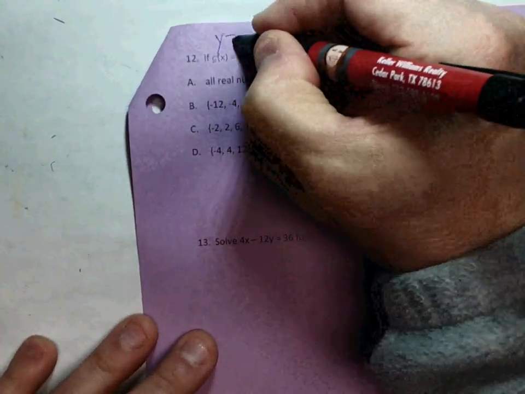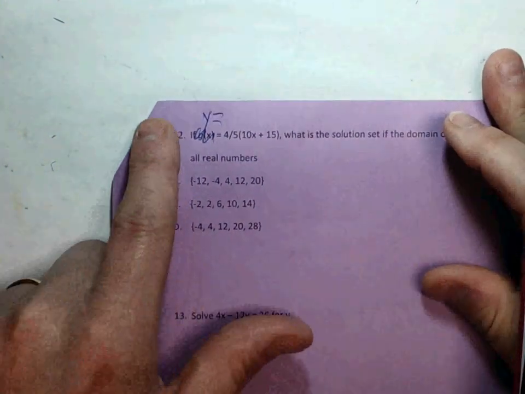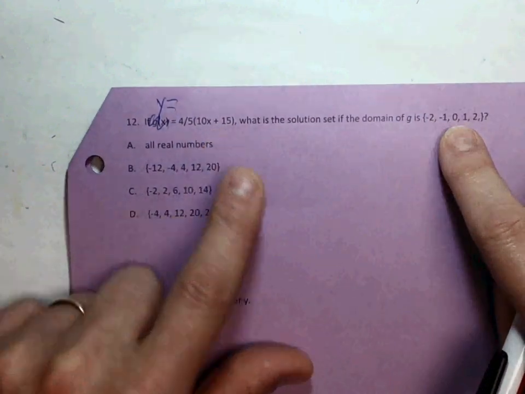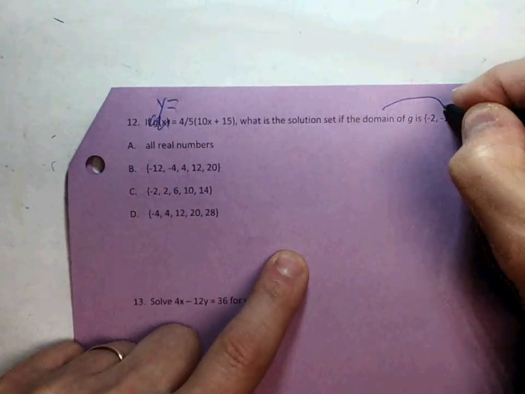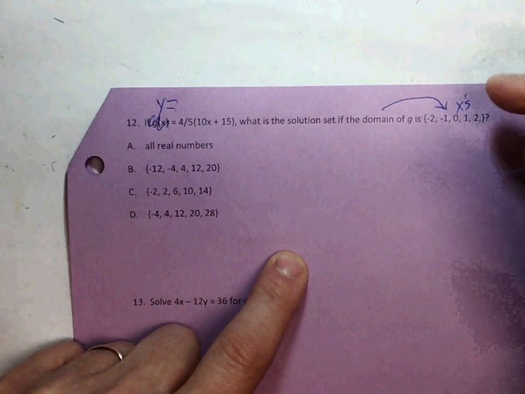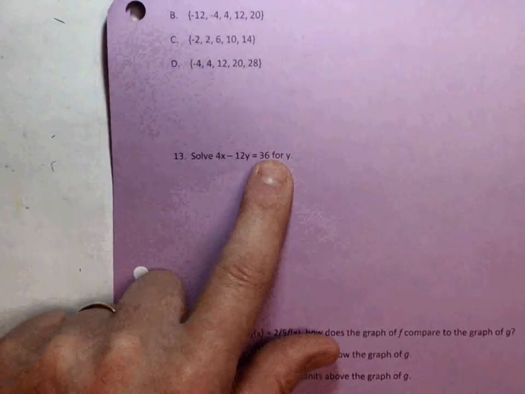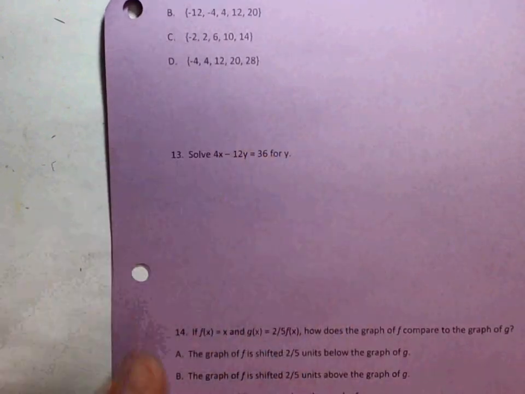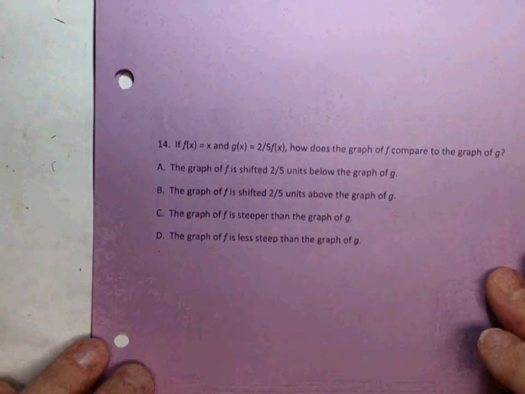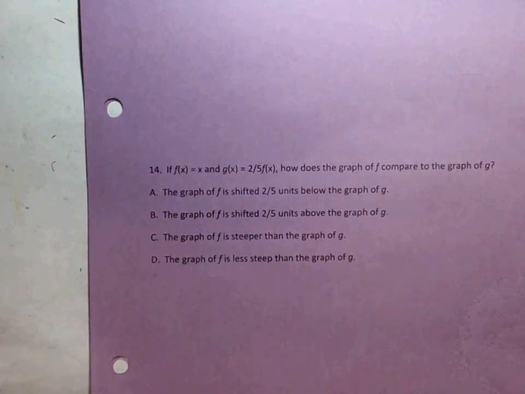This one right here, put that in your calculator, go to your table. Domain, these are x's. So find the y's. This one solve for y, move the x, divide by what's in front of y. These two put in your calculator, see what happens.